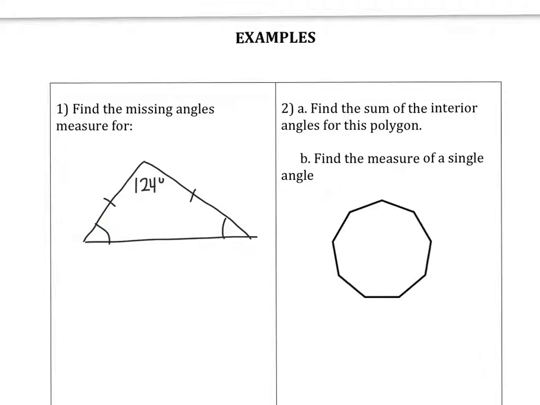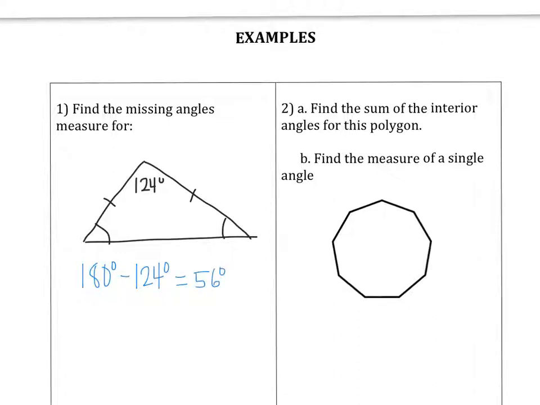So let's see how we would go about finding out how to get those. First of all, we know that a triangle is 180 degrees. And we subtract the amount that we already know in there, and that's 124 degrees. So we have left over 56 degrees.